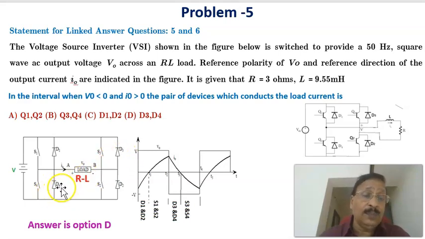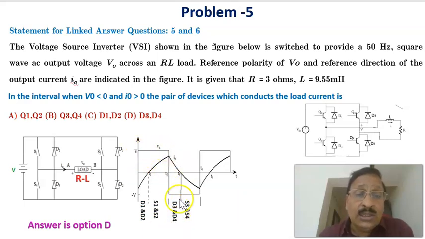Here when D3 and D4 are conducting, the current is the same as that one, positive current. Again, for D3, the current flow is like that one. But since this is connected to the negative terminal, the voltage will become negative. So to get a negative voltage and a positive current, that is during this duration, the devices that are to be conducting are D3 and D4. That is the option: D3 and D4, the devices which are to be conducting.